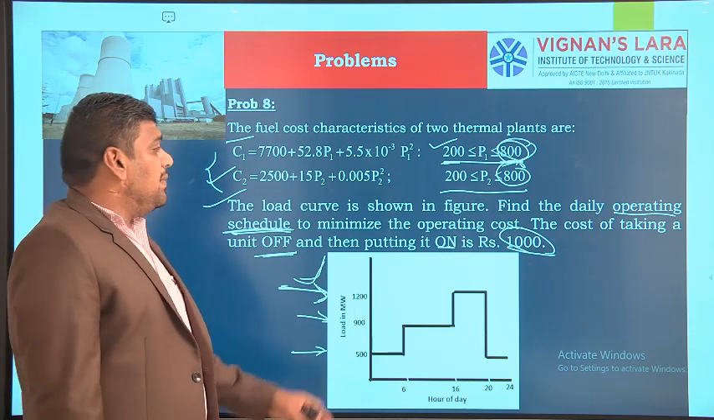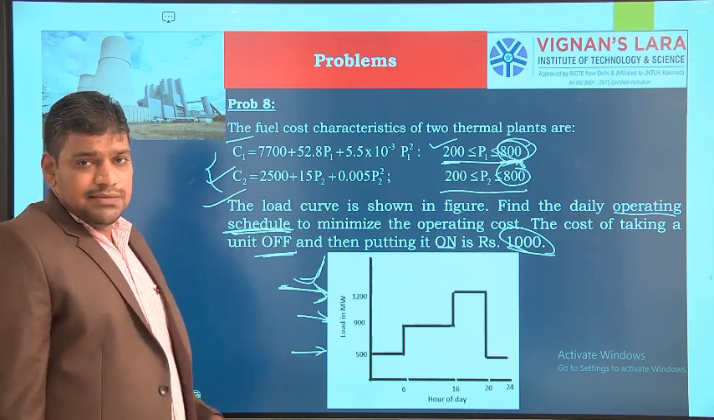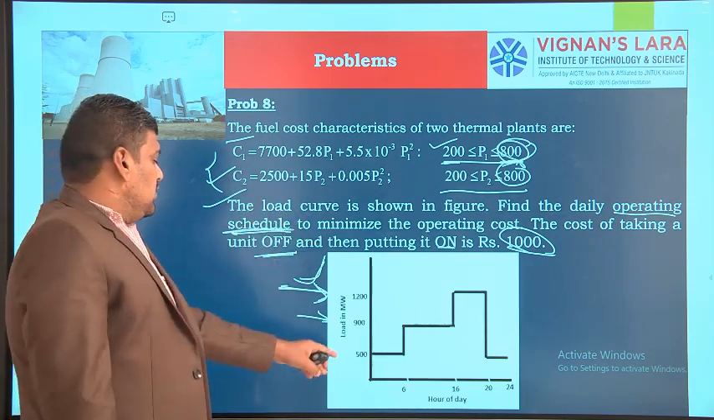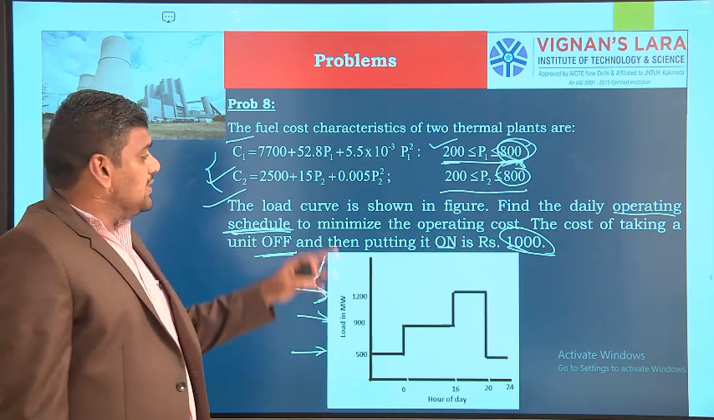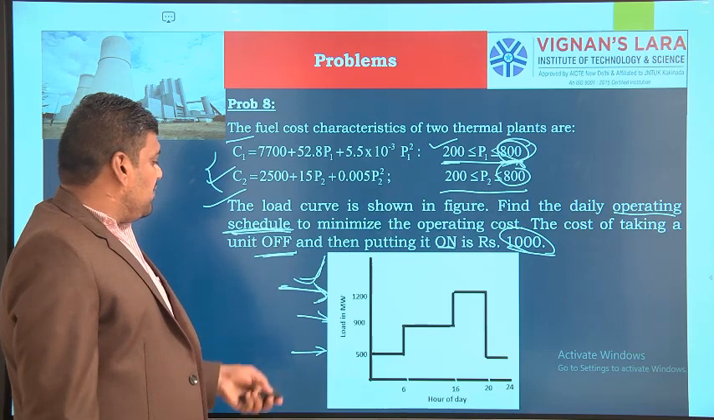Why? Because the maximum possible generation for a single generator is 800 megawatts. Therefore, for 500 megawatts of load, a single generator is sufficient to meet the load. So we will see one by one.